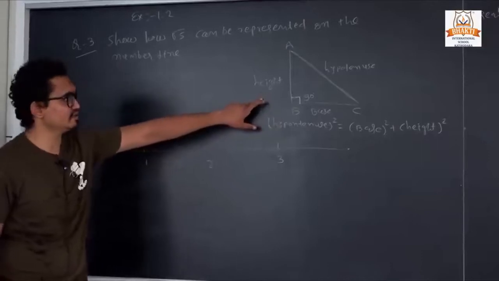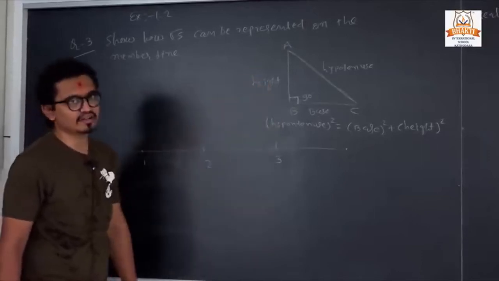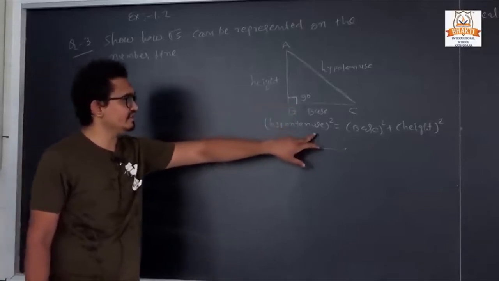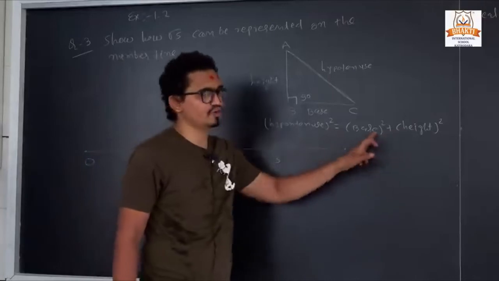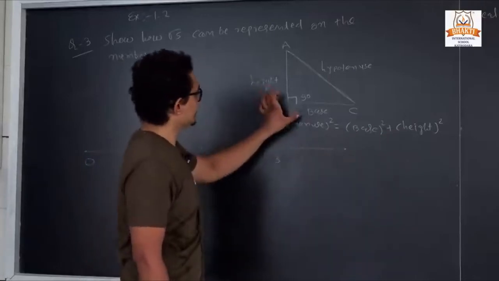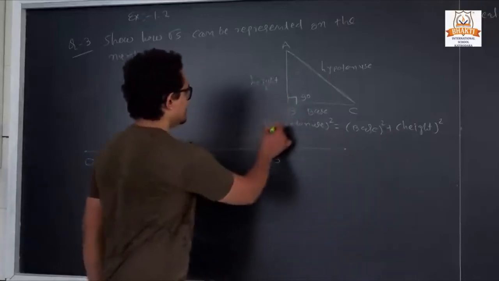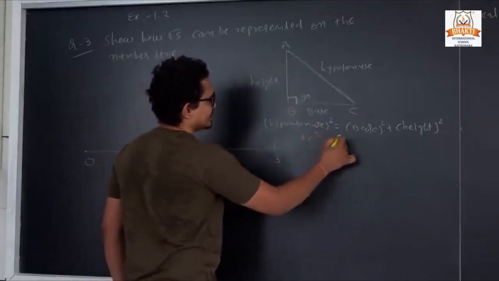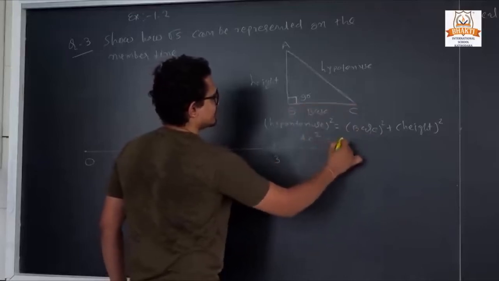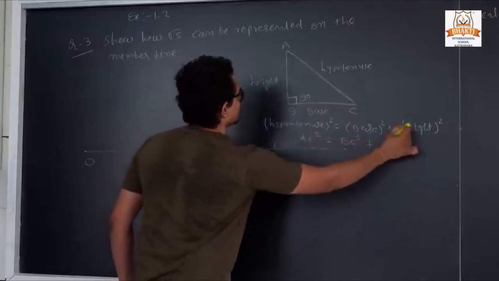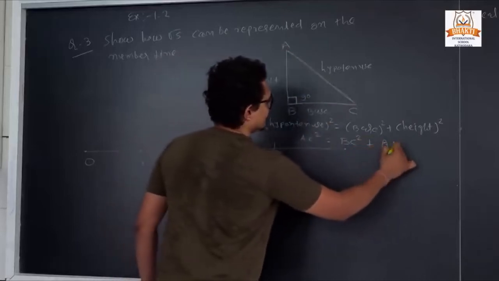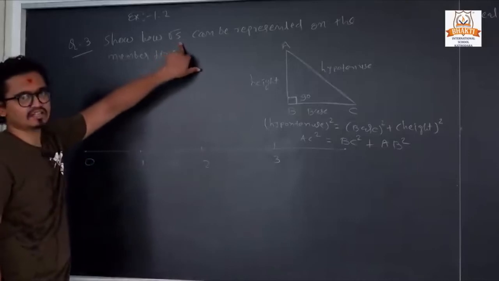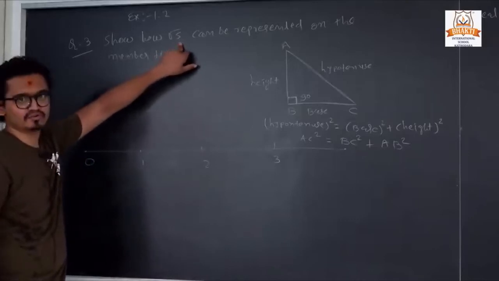So once again we can repeat that theorem. According to the Pythagoras principle, they are saying that if we have a right angle triangle, the hypotenuse square is always equal to the sum of the two other sides. Which two other sides? Base and height. So here which side is our hypotenuse? It is AC. So AC square is equal to, what is our base? It is BC. So BC square plus height, it means AB square. Now which number do we want to represent on a number line? It will be root 5.